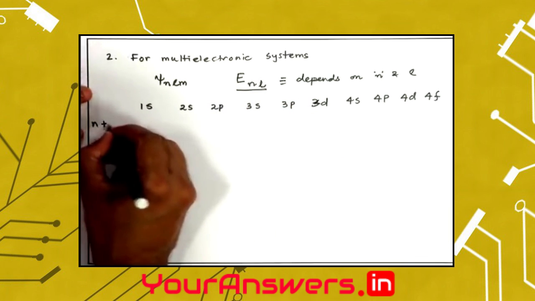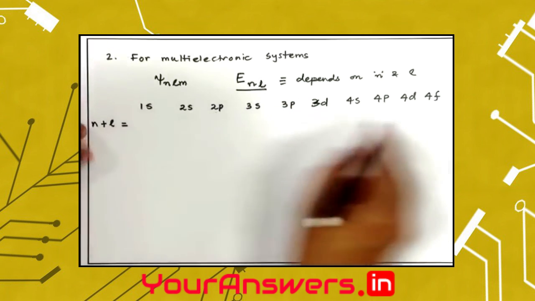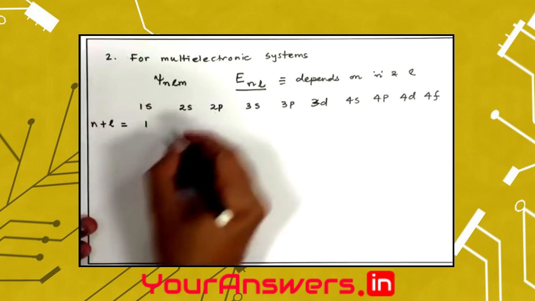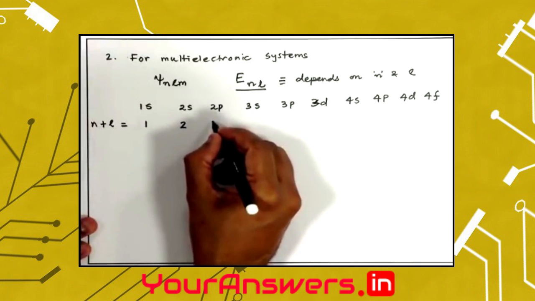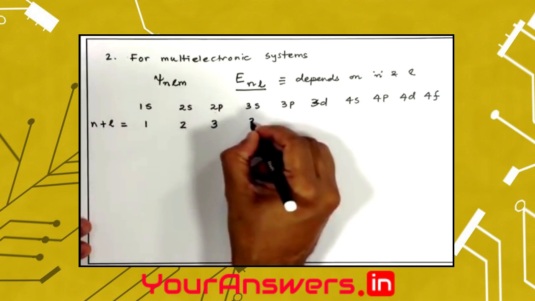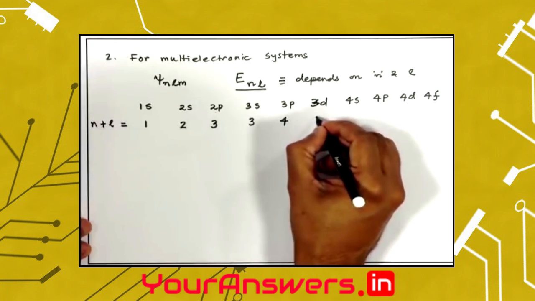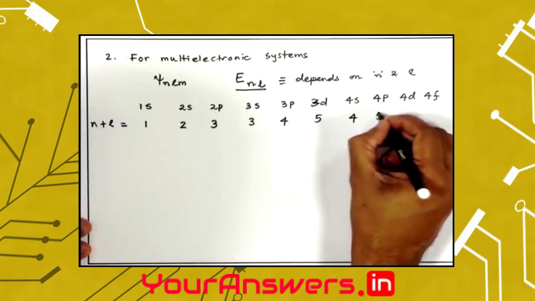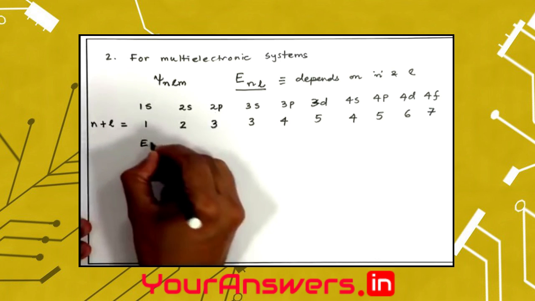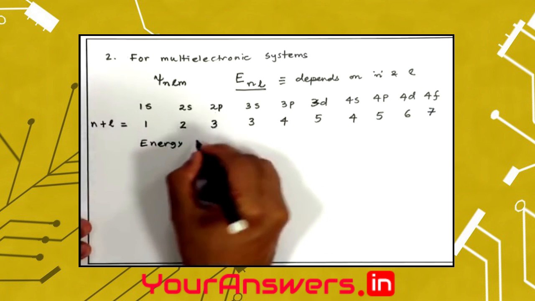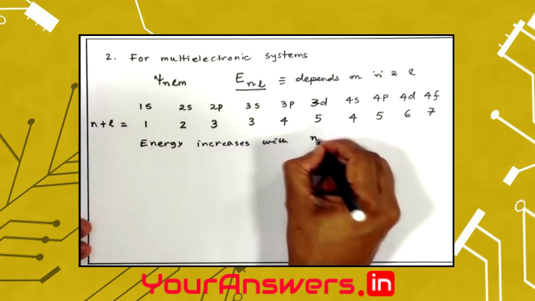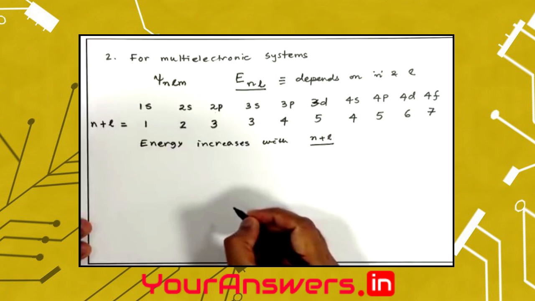So, what we will do now is write down the n plus l value for all these orbitals that I wrote down here. For 1s, n is 1, l is 0. So, this is 1. For 2s, it is 2. For 2p, it is 3, because n is 2 and l is 1. So, this is again 3. For 3p, it is 4. For 3d, it is 5, 4s is 4, 4p is 5, 4d is 6, 4f is 7. You can do that easily. Now, what we found out is that energy increases with n plus l value, right.